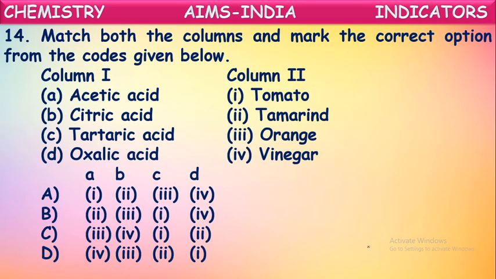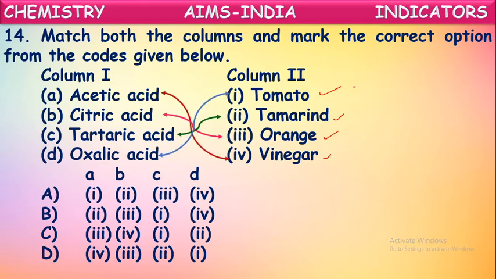Next, match both the columns and mark the correct option from the codes given below. Try to match the acids and their sources given in column 1 and column 2. We know acetic acid is present in vinegar. Citric acid is present in citrus fruits like oranges and lemons. Tartaric acid is present in tamarind and grapes. Oxalic acid is present in tomatoes. Now what will be the correct matching?